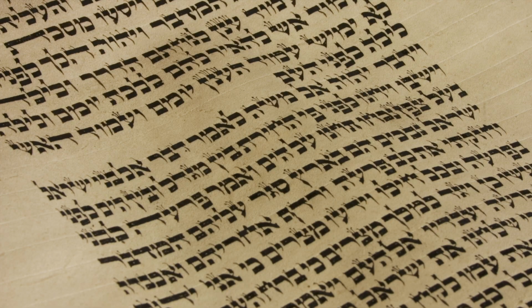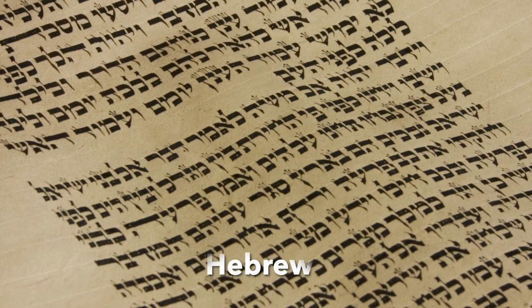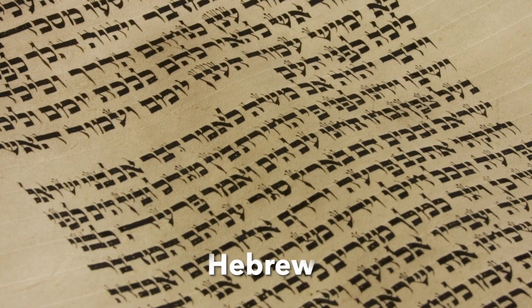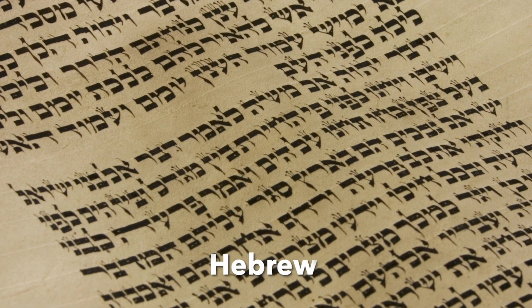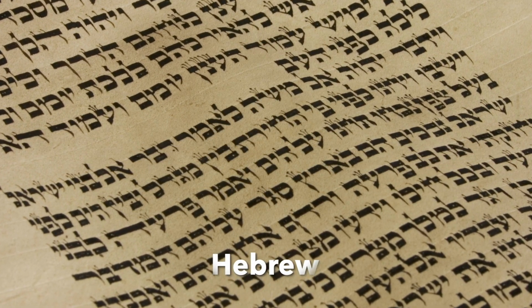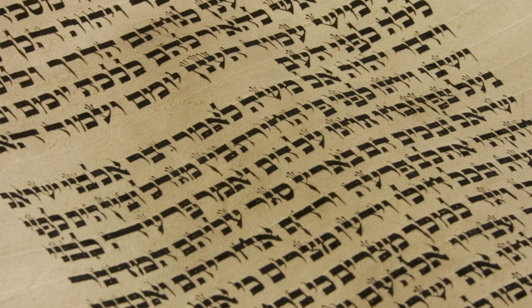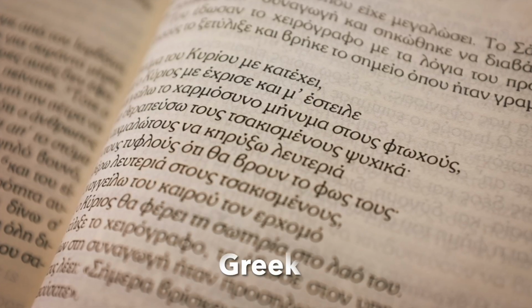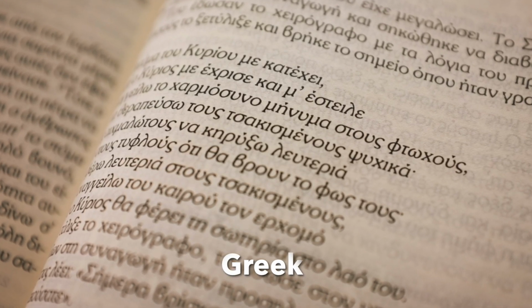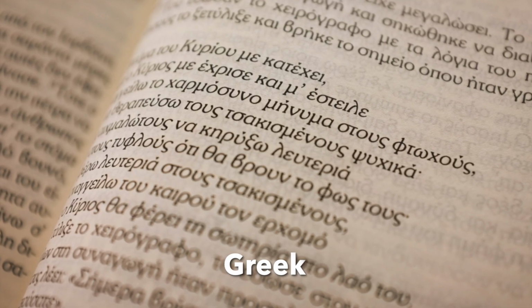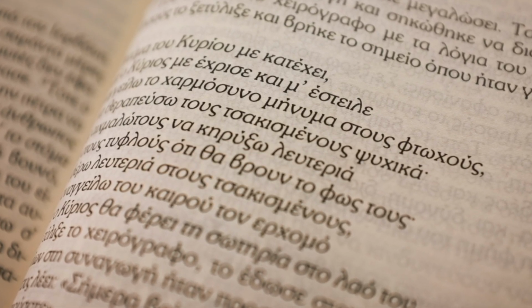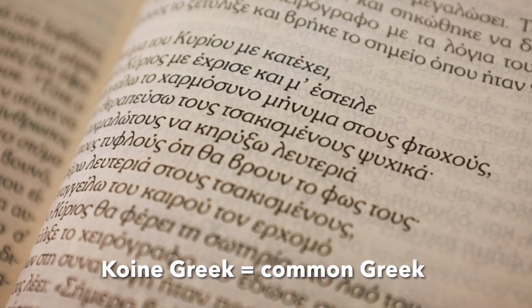Okay, what were the original languages of the Bible? The Old Testament was written in ancient Hebrew. Although a couple of its later portions were written in a related language called Aramaic, 99% of the Old Testament is Hebrew. The language of the New Testament is Koine Greek, which was the trade and educational language common in the ancient world. And by the way, Koine Greek means common Greek.